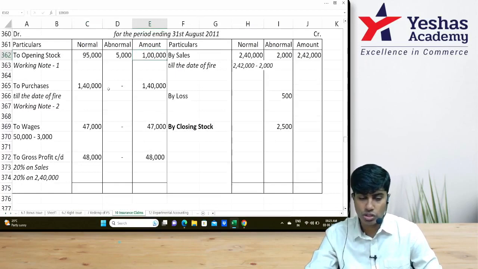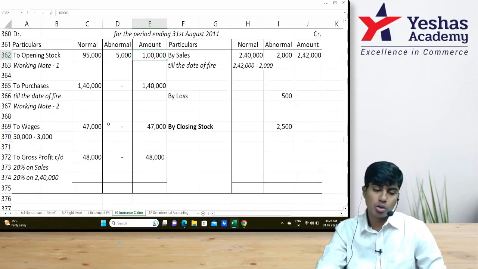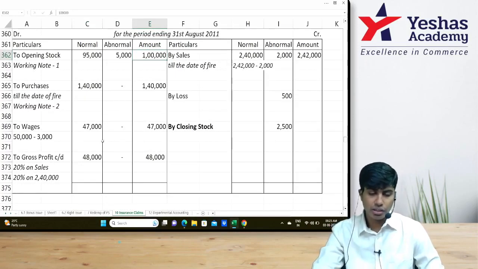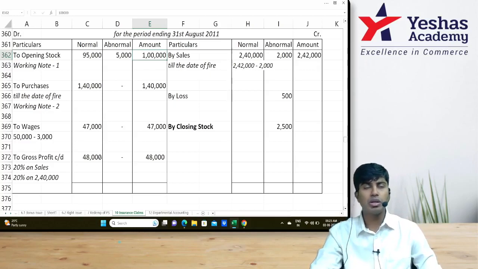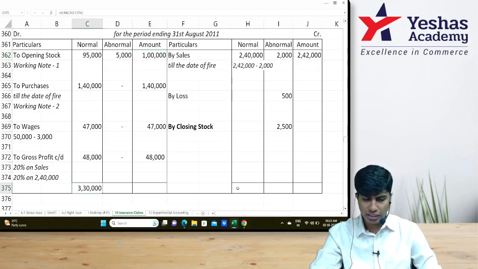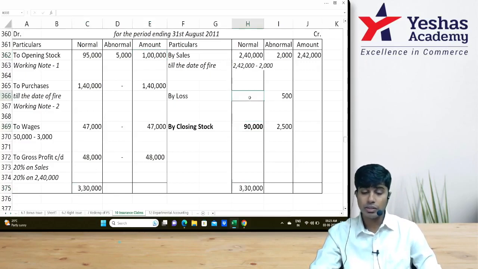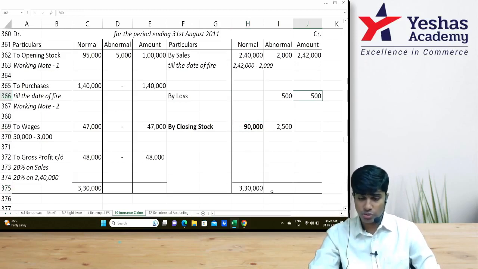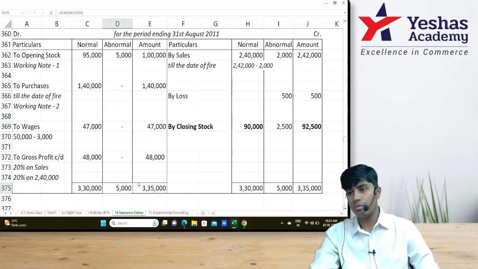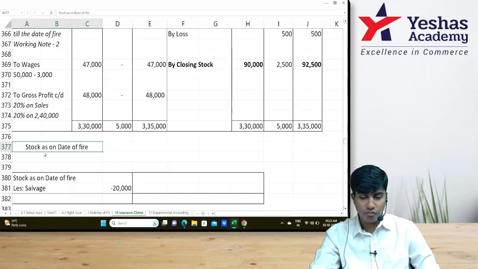Let us find our closing stock. 3,35,000 minus 3,32,000... 3,30,000. 3,30,000 minus 2,40,000 is 90,000. Then abnormal 5,000, 2,500. Everything is done. Correct. So here we have 92,500 as our closing stock. Am I right? So stock as on date of fire is 92,500.